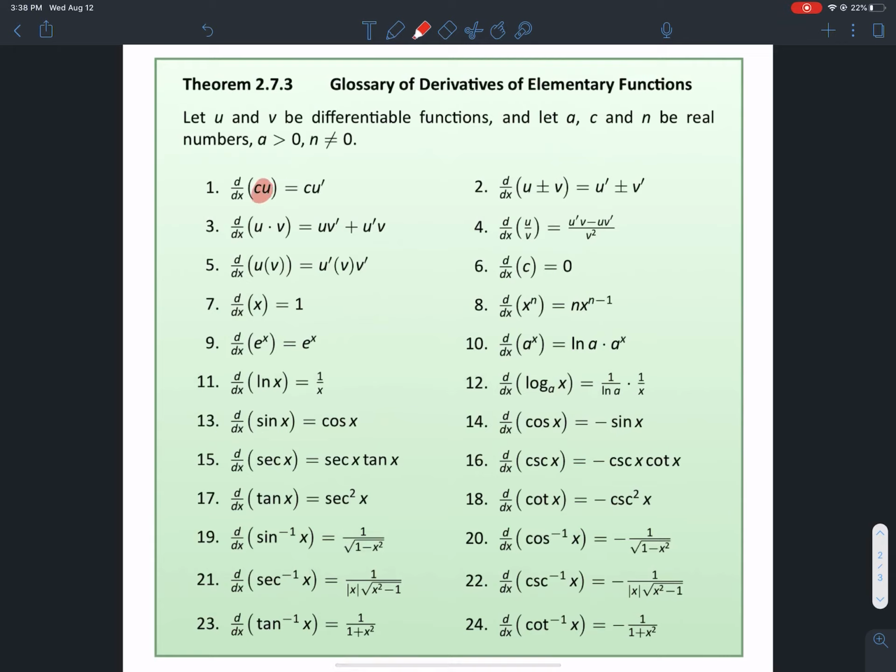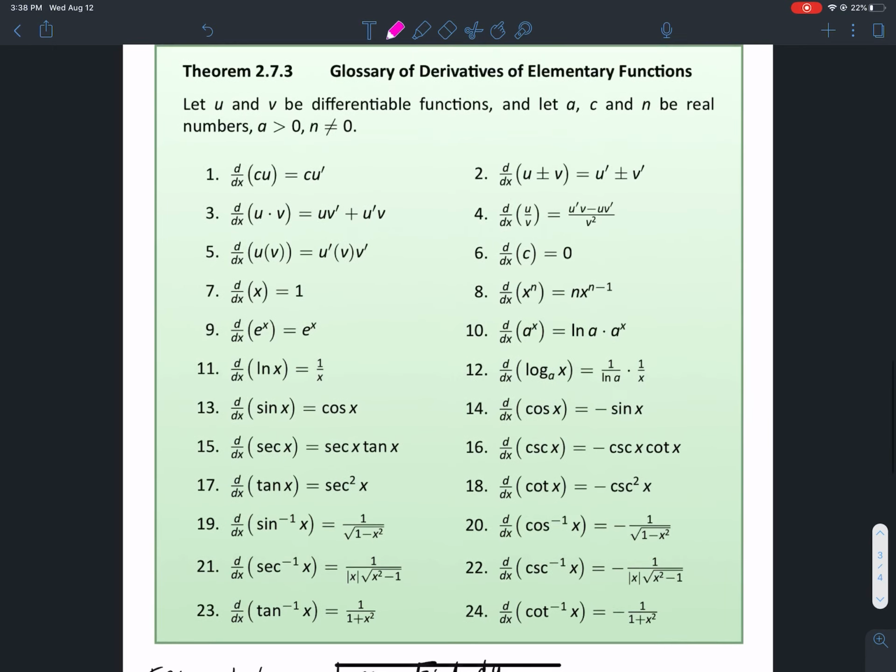The derivative with respect to x of c times u, where u and v are variables, and a, c, n are real numbers, where a is positive and n isn't equal to 0. The derivative of u is just u prime, okay? It's another way to say du dx is equal to u prime, all right? It's just a shorter way to write it. So it's just the constant rule right there.